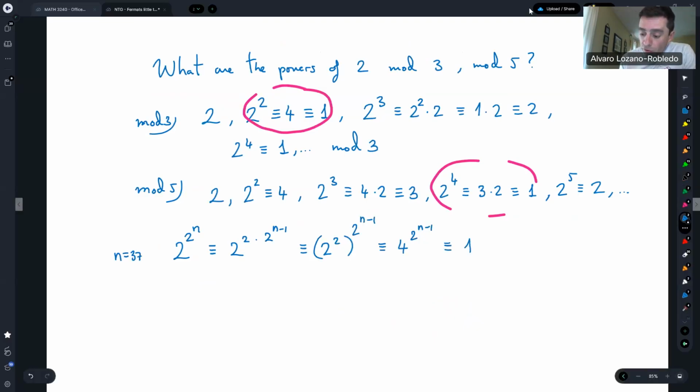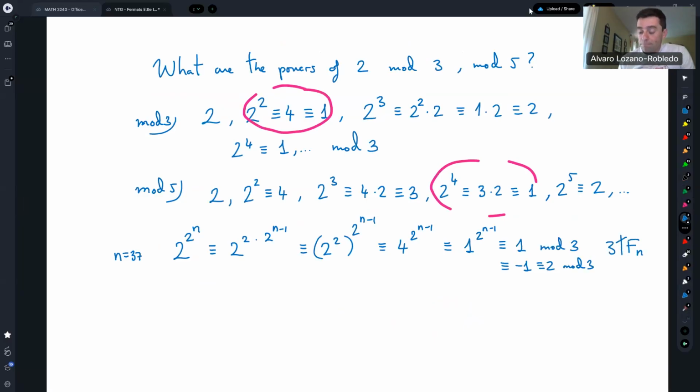So by the properties of congruences, this is 1 to the 2 to the n minus 1, and powers of 1 are easy. This is just 1 modulo 3. But 1 is not minus 1, which is 2 mod 3. So no, 3 does not divide f of n, in fact, for any n bigger than 1.